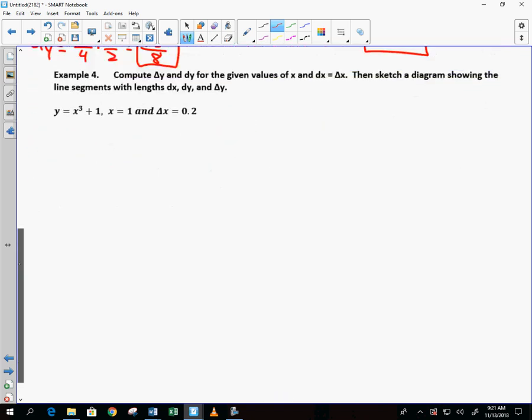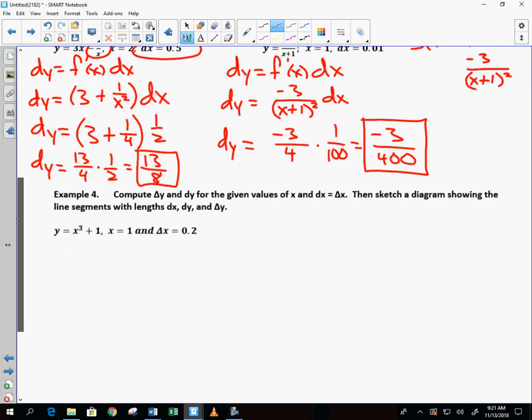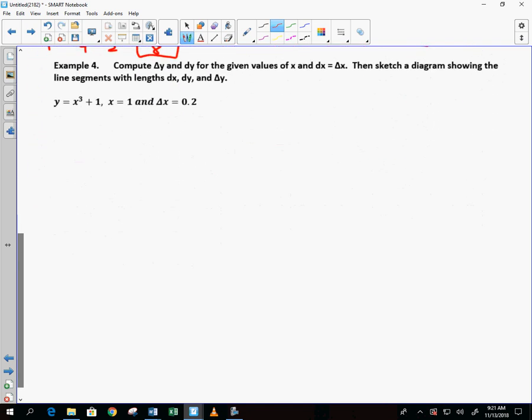That's the first type of problem you're going to do in your assignment today. Could you handle that? Okay, let's look at the second type of problem. It says compute delta y and dy for the given values of x and dx equals delta x. Then sketch the diagram showing the line segments with the lengths dx, dy, and delta y. Sounds super confusing. It's going to make a lot more sense when we draw the picture. Okay? Let's draw a graph.